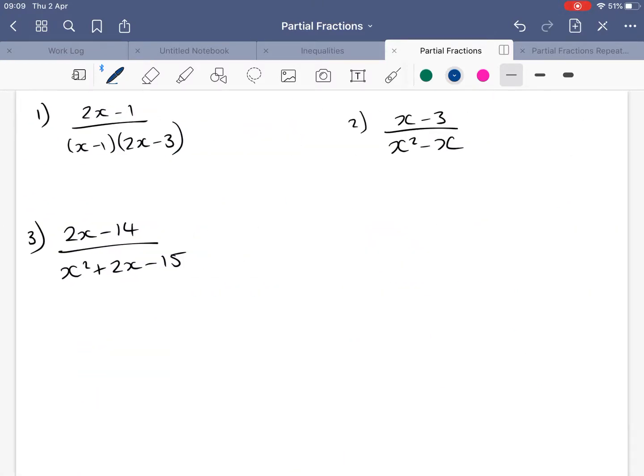Okay, I've just given you 3 to do. First one, straightforward. Second 2, you have to factorise your denominators first to work out what your 2 partial fractions are going to be. Press pause, have a go, and then I'll show you the answers in a second.